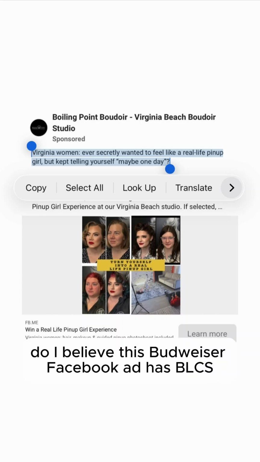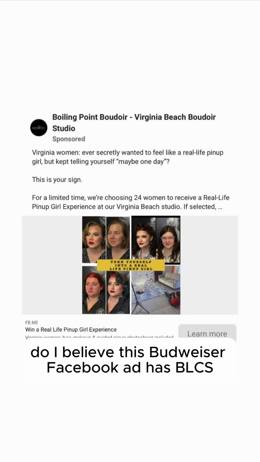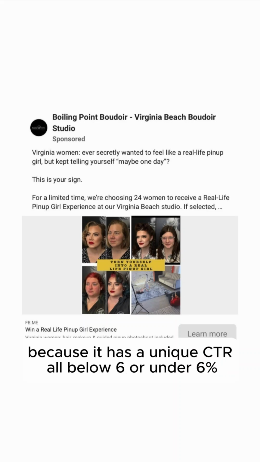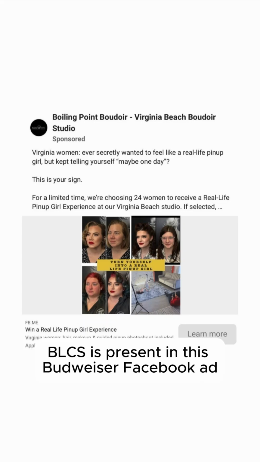So looking at all this, do I believe this Boudoir Facebook ad has BLCS, Boudoir low click syndrome, because it has a unique CTR below 6%? So yes, I do believe BLCS is present in this Boudoir Facebook ad.